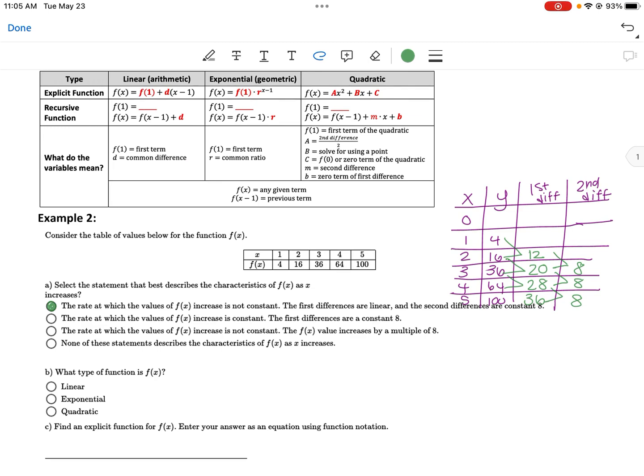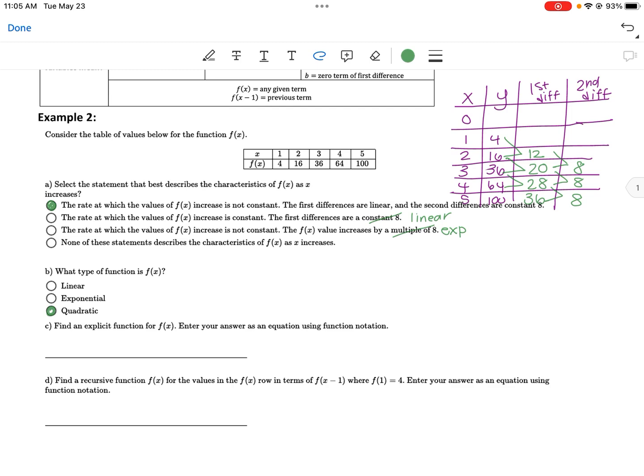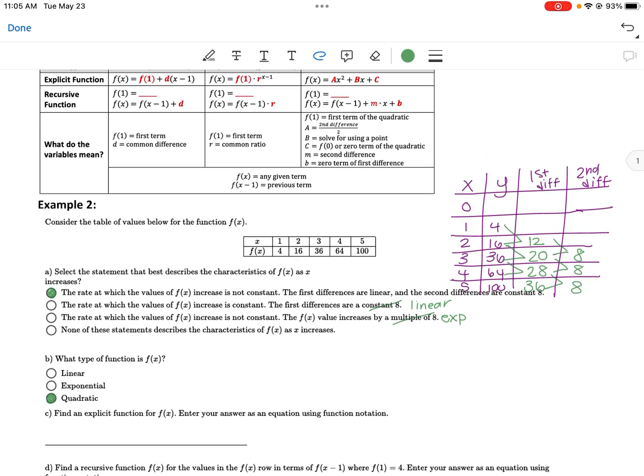They're not constant, and it's not a multiple, right? This would make it exponential. This would make it linear. Okay, so we know that it's a quadratic function. These are the ones that I think are a little tricky. So let's write the explicit equation.